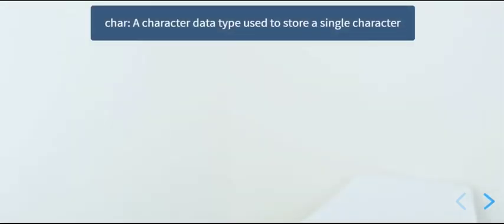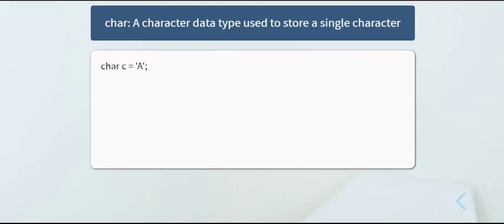Char is a data type used to store a single character. Here is an example. So we are assigning a character value a to a variable c. Here we are using single quotes for the assignment. So instead of single quotes, if you use double quotes for a, it will be treated as a string, and because a string cannot be assigned to a character, it will result in a compile error.